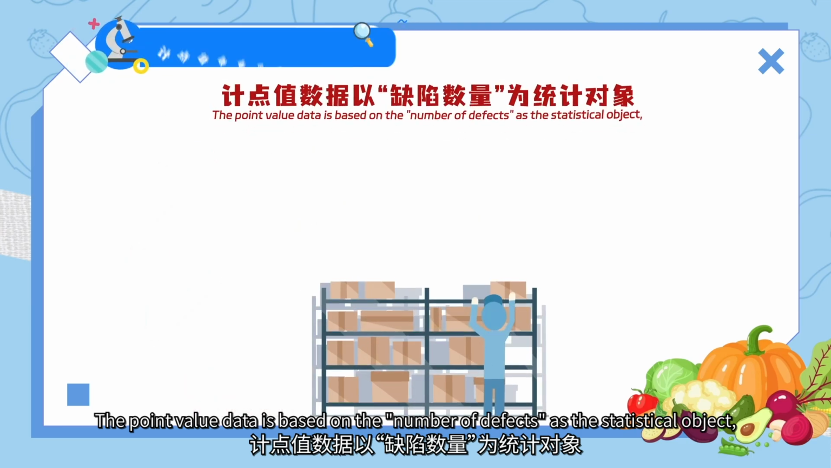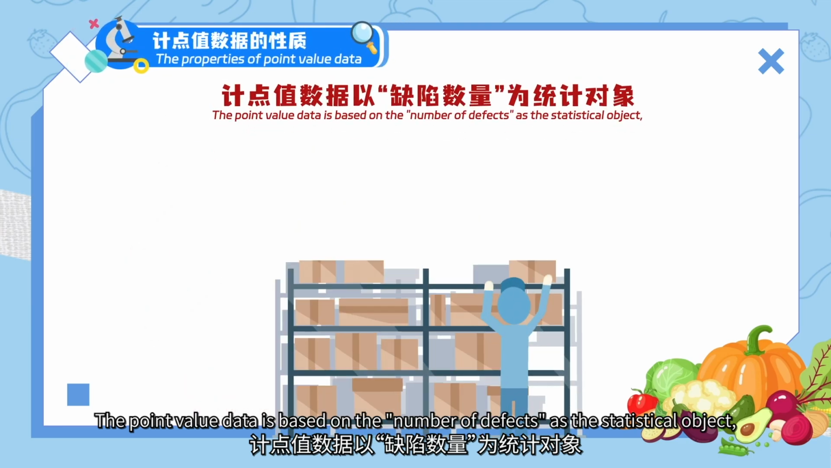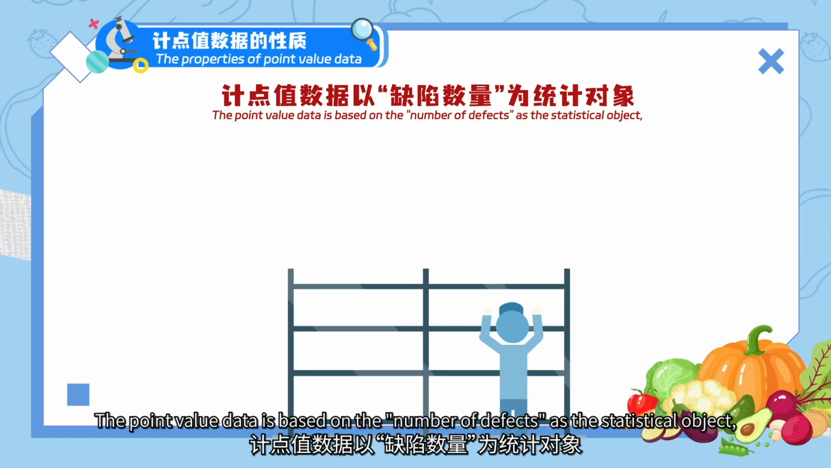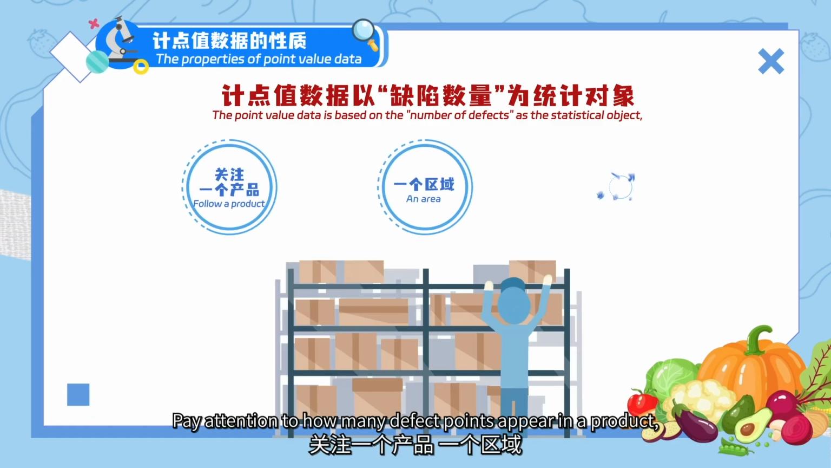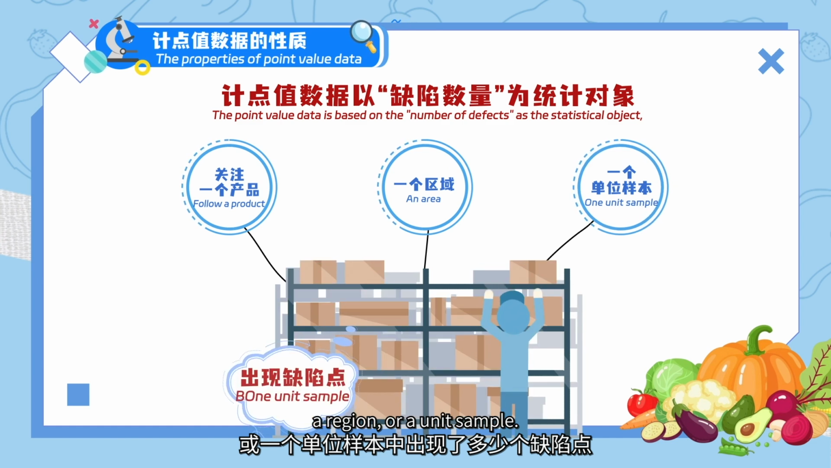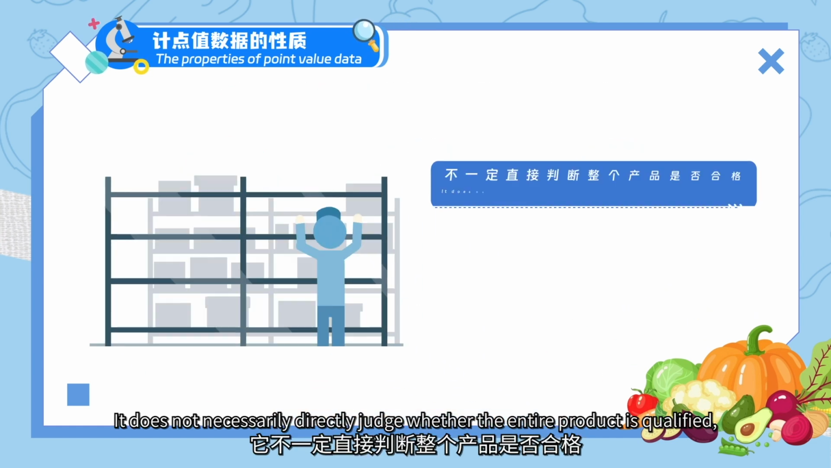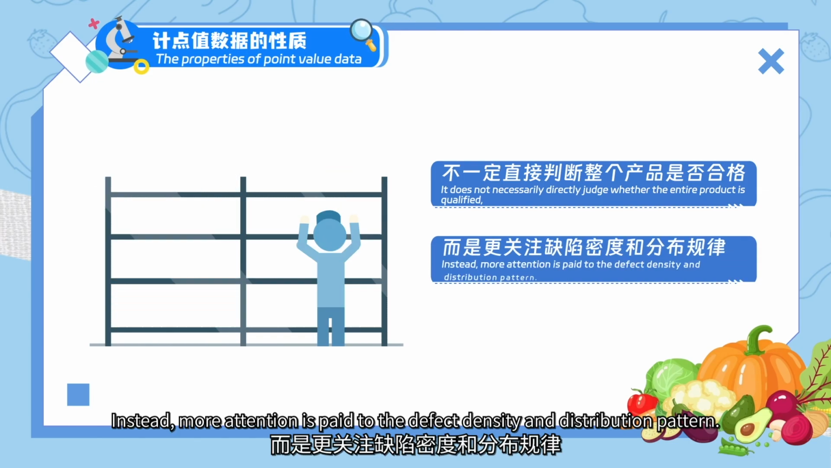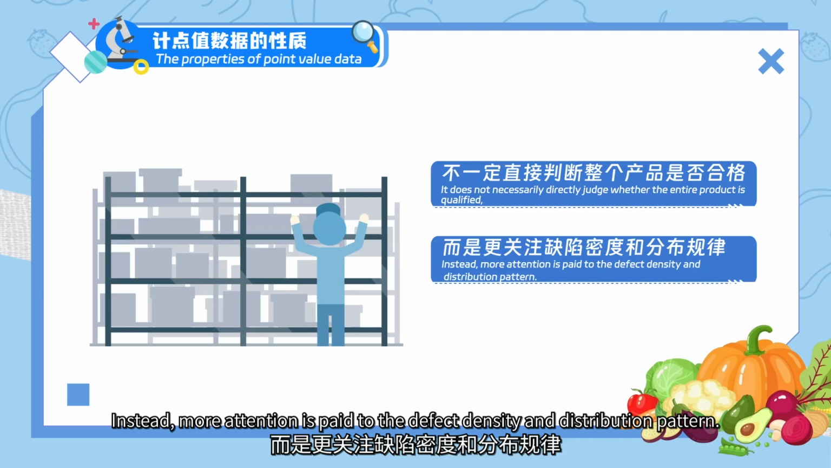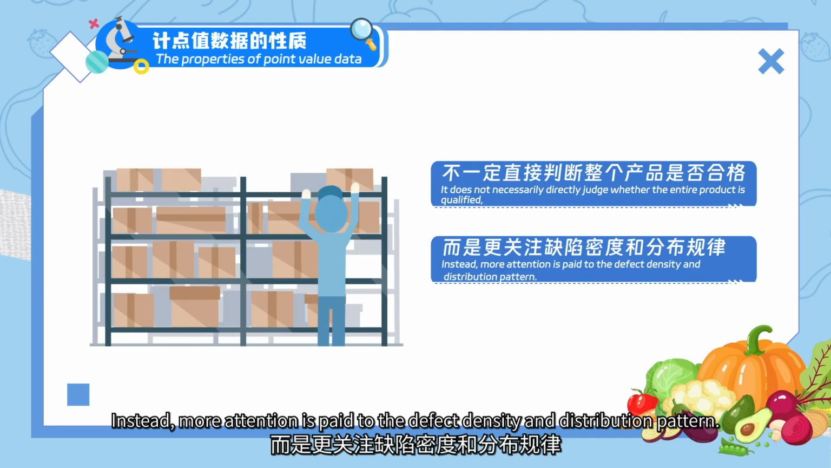The point value data is based on the number of defects as the statistical object. Pay attention to how many defect points appear in a product, a region, or a unit sample. It does not necessarily directly judge whether the entire product is qualified. Instead, more attention is paid to the defect density and distribution pattern.